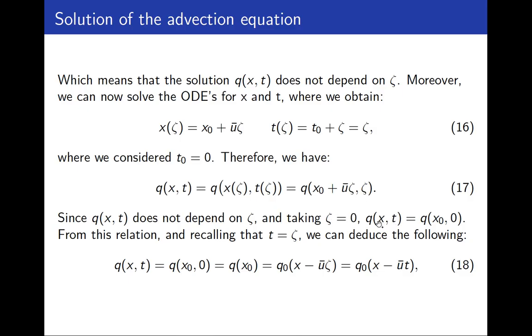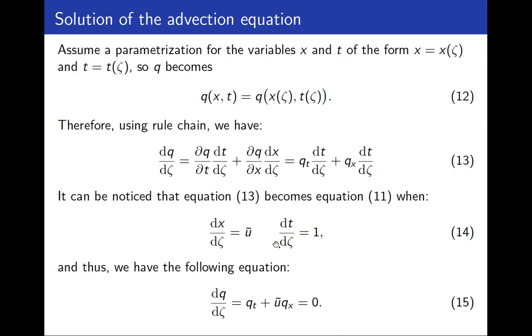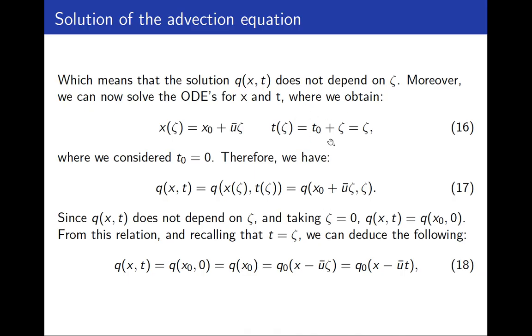So q dependent on x and t is now only q dependent on x0, because if we set theta equal to 0, the term with u bar multiplied by theta is 0, and then this term is also going to be 0. So we have this equation, and from this relation, and recalling from equation 16 that t is equal to theta, we can deduce the following.